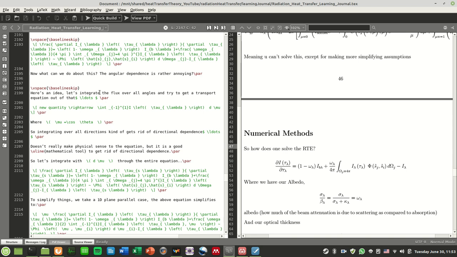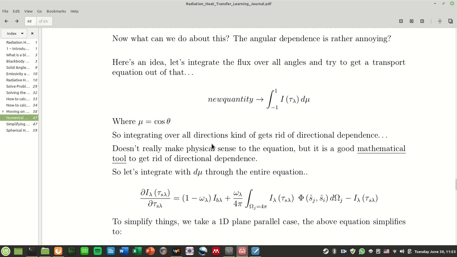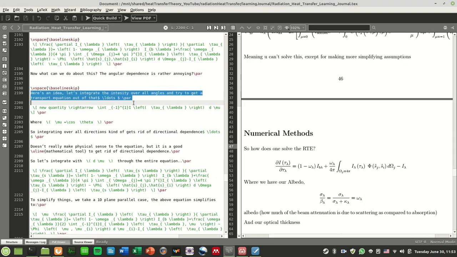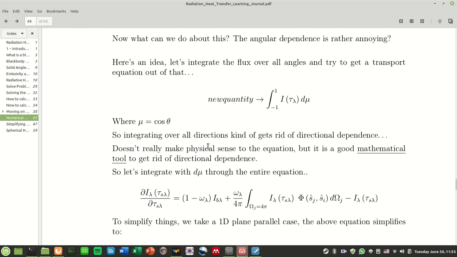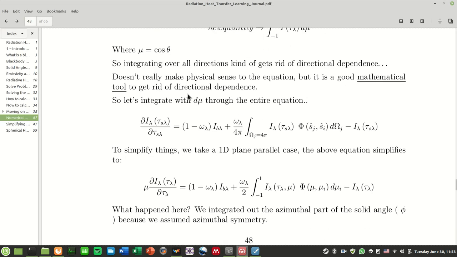Okay, so I'll say intensity over all angles. The final LaTeX file should not display that. Anyway, so we have this here.